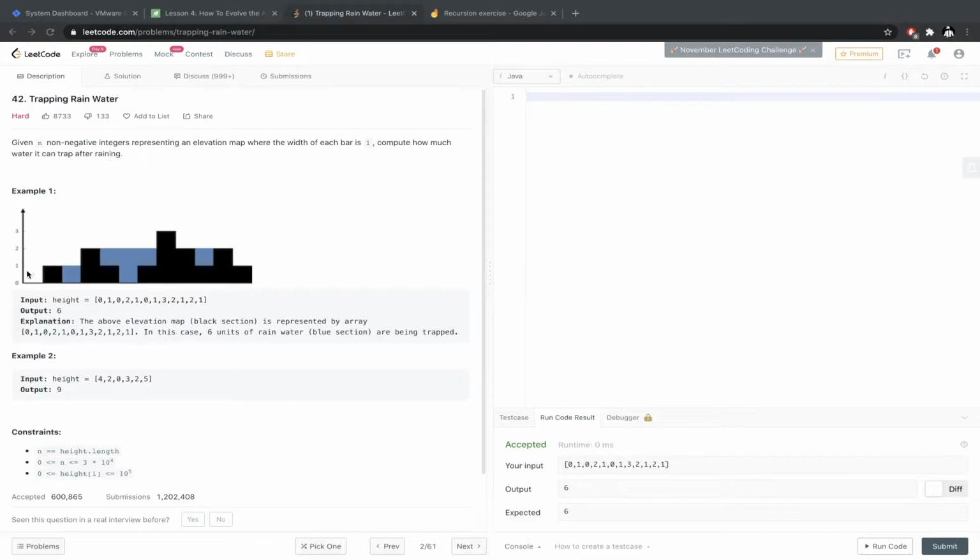As you can see, at this position there will be no water stored as there is no pillar on the left side of it. Between these pillars this much of water can be stored. This will overflow. Similarly, this will overflow, and this. So you can see that this is the water that can be stored. Now we have to see how we are storing water at each position.